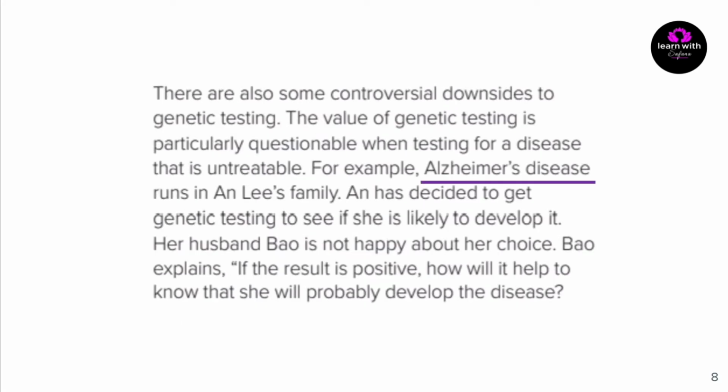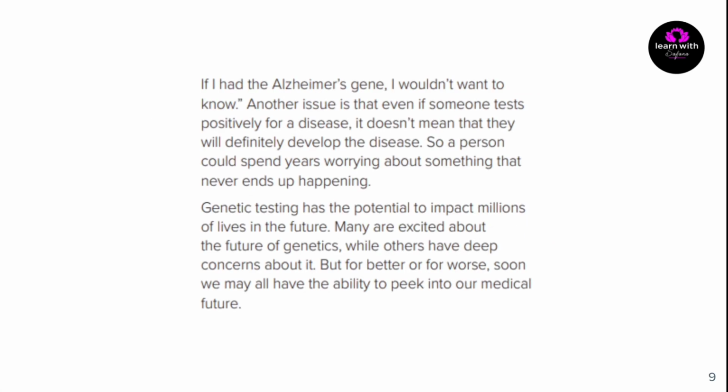There are also some controversial downsides to genetic testing. The value of genetic testing is particularly questionable when testing for a disease that is untreatable. For example, Alzheimer's disease runs in An Lee's family. An has decided to get genetic testing to see if she is likely to develop it. But her husband Bao is not happy about her choice. Bao explains, "If the result is positive, how will it help to know that she will probably develop the disease? If I had the Alzheimer's gene, I wouldn't want to know."